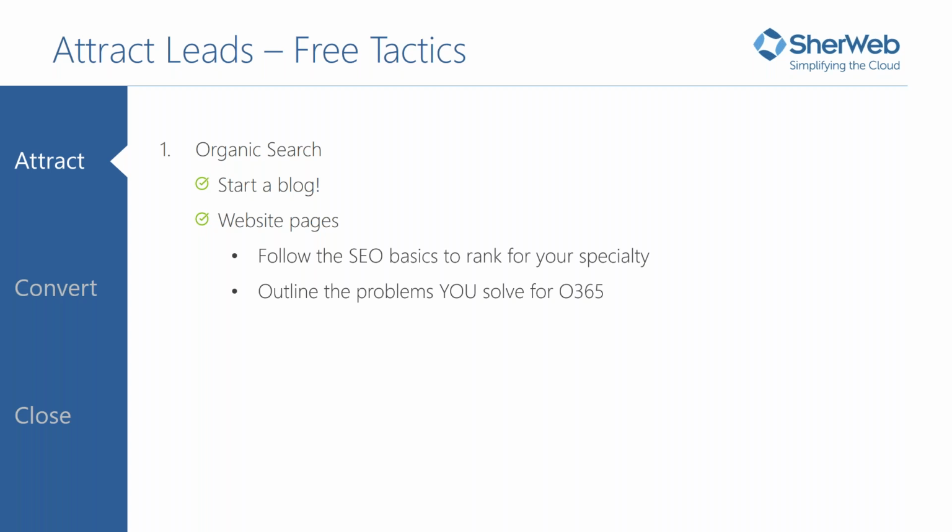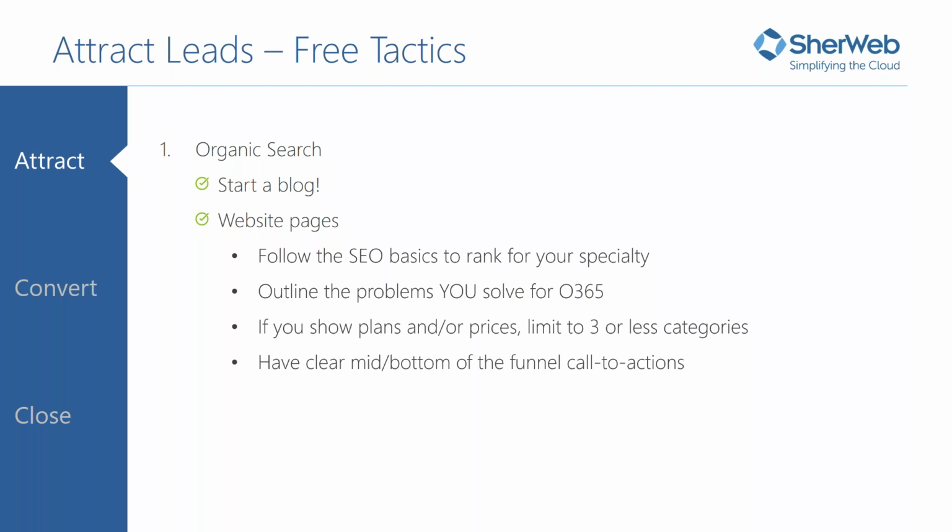So you also need to outline the problems that you solve for Office 365 and not just the problem that Office 365 solves. I had a picture, but it doesn't show. If you show plans and prices, limit it to 3 categories or less. So don't try to put all the Office 365 plans. People tend to have a difficult time when faced with a choice of multiple options. Limit it to 3 or 2 categories if you want to put more plans. You want to avoid sensory overload, basically.